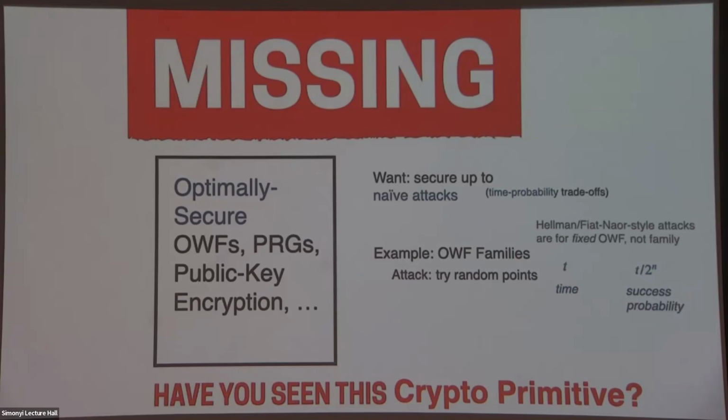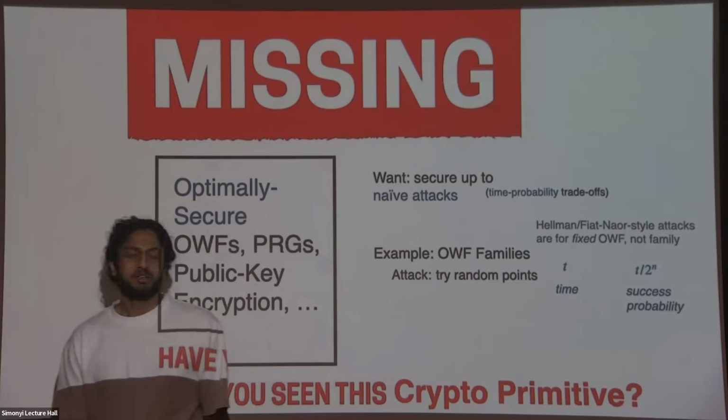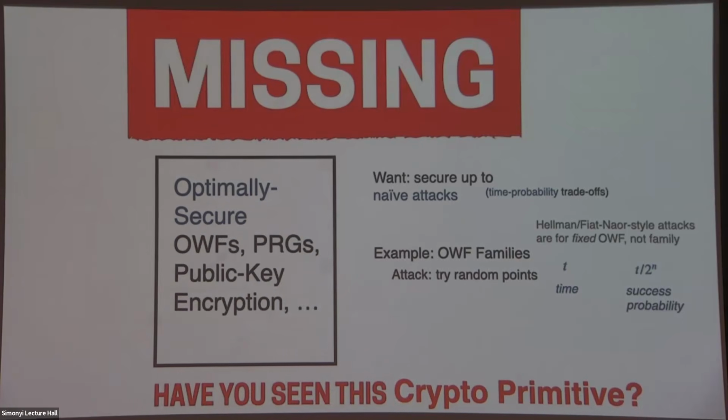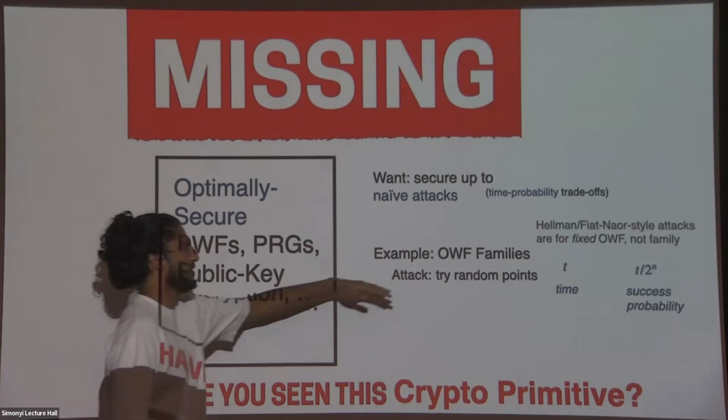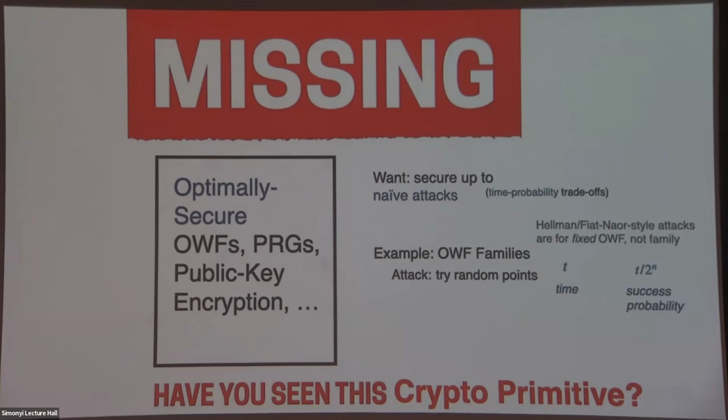And I'll make this note here, if anyone here is an expert. Okay, but maybe not. All right, there's some distinction here between families and fixed one-way functions, but maybe I won't make this comment. Okay, so this is one thing that's missing.